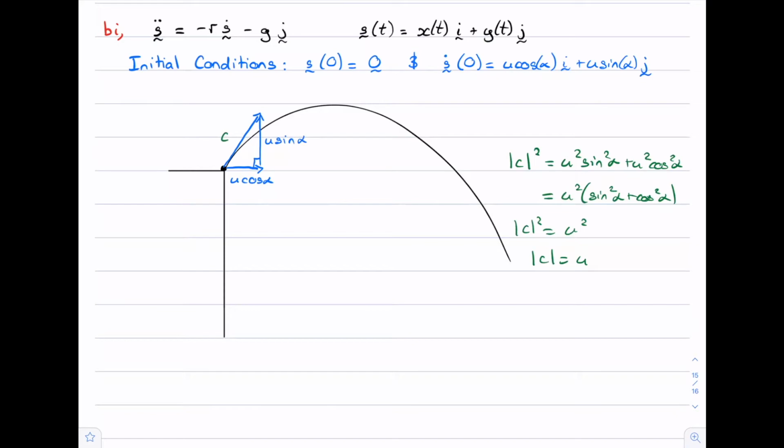So this length, instead of c, I could just write as u. So u is the initial speed. We're only talking about a magnitude, so it's not velocity, it's speed. So u is the initial speed of the particle. And what's alpha? Alpha is just the angle in here, and that's basic trigonometry: sine equals opposite over hypotenuse and cos equals adjacent over hypotenuse. Both of those would give you our angle alpha.